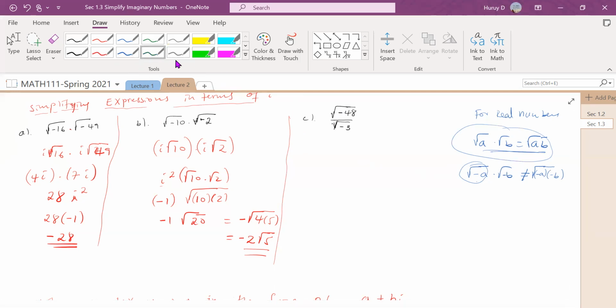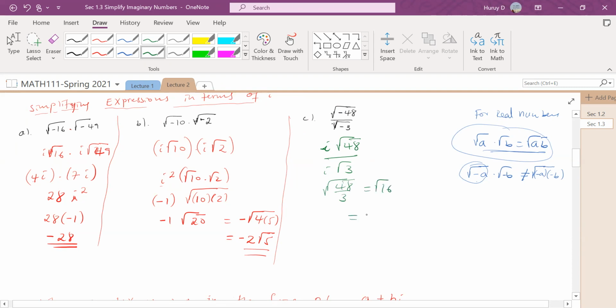Okay, coming back to this. So again, we write this imaginary number in terms of i. So that's i square root of 48 over i square root of 3. And we have two i's here, they will cancel each other. And we have square root of 48 over 3. Okay, and this is square root of 16, and this is just 4. Because these i's, we have on the numerator and denominator side, they cancel each other.